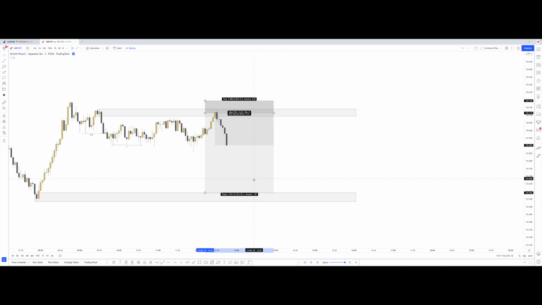All right, so we got tapped in right about there and immediately went into profit. As you can see, very little drawdown. This 50% level of the supply zone was extremely accurate. This is what we like to see.